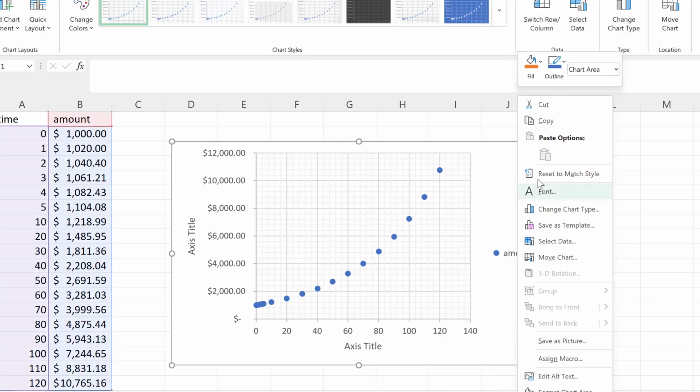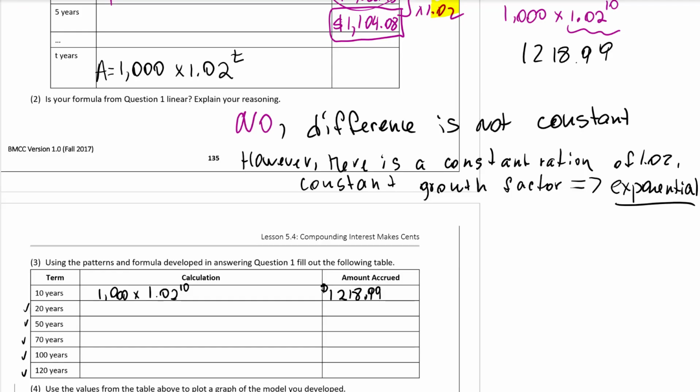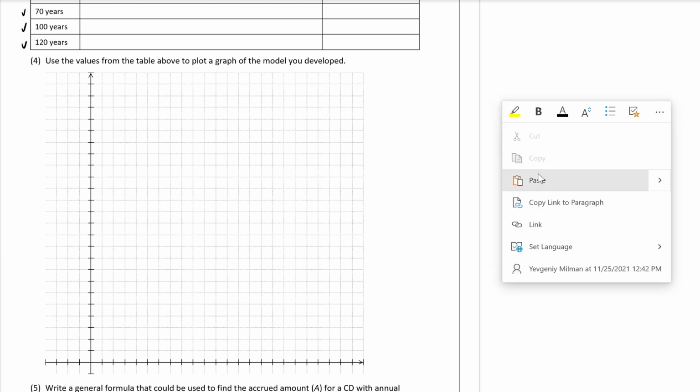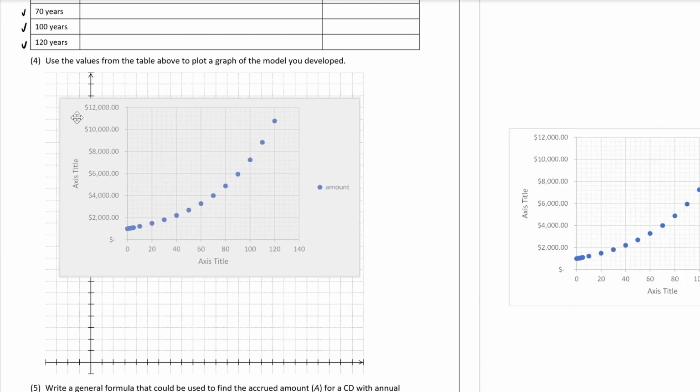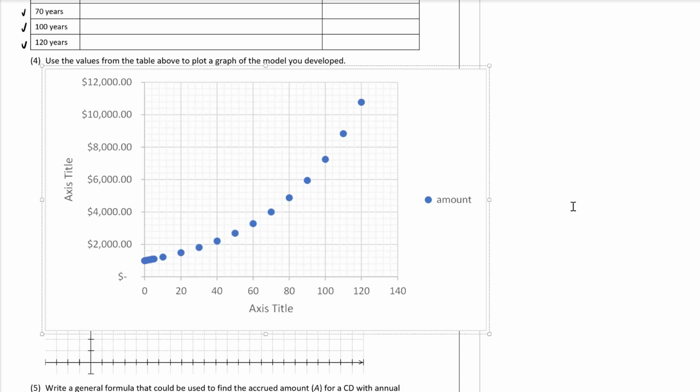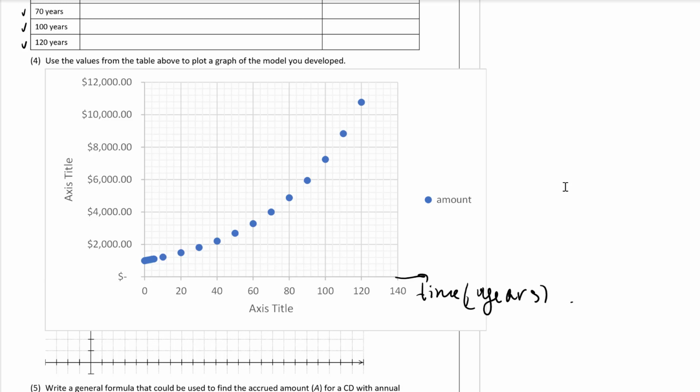I can copy this into the notes right here. Let's see if I can put this right here. Oh, excellent. The only thing I'm going to do is label it properly. This axis right here is the time, in years. And this other axis right here is the amount at any given time.